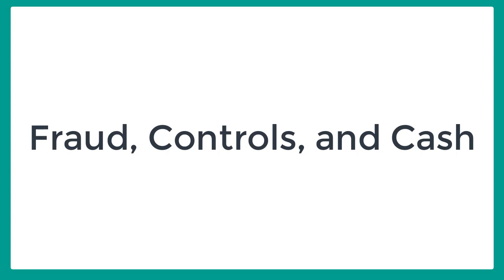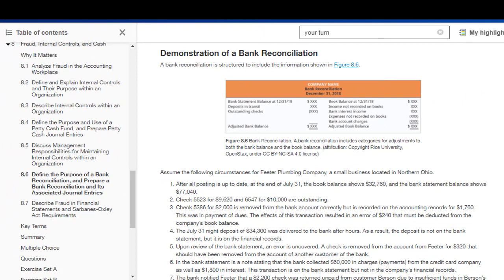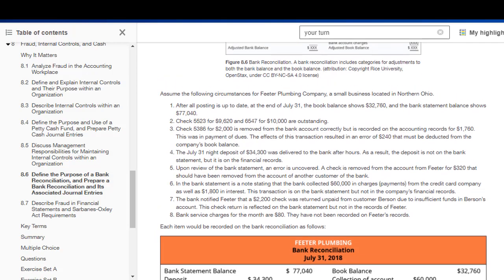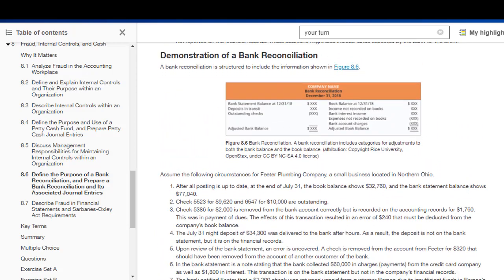Well, I have to confess, that is a relatively highly conceptual thought. I did promise you, however, that I would walk you through some numbers in Chapter 8. In order to do that, let me take you to Figure 8.6. And just beyond 8.6, that figure is a quantitative example. This is a bank reconciliation. What is it all about?